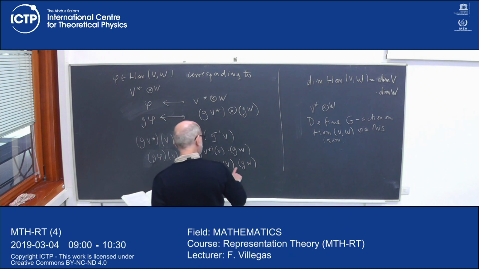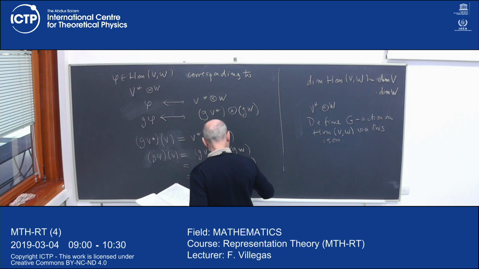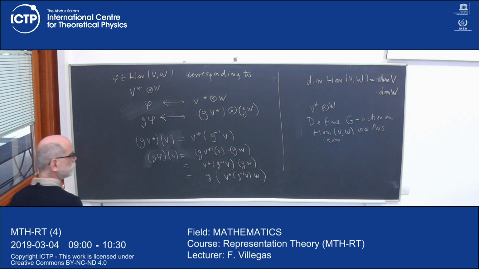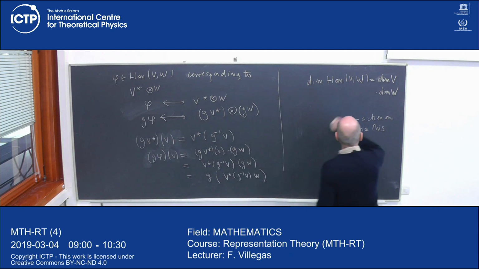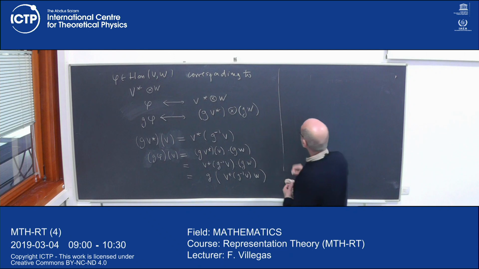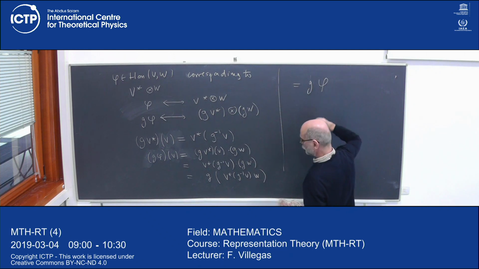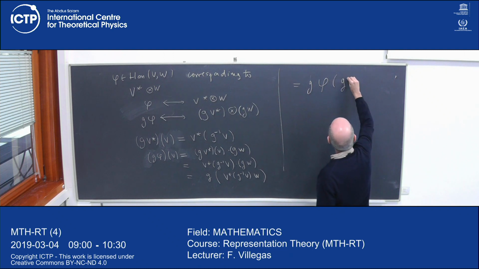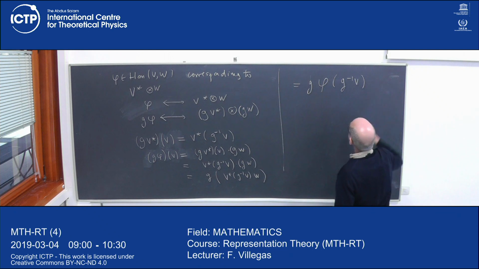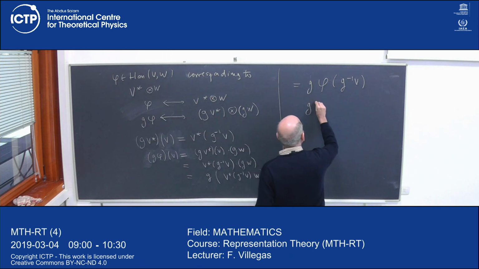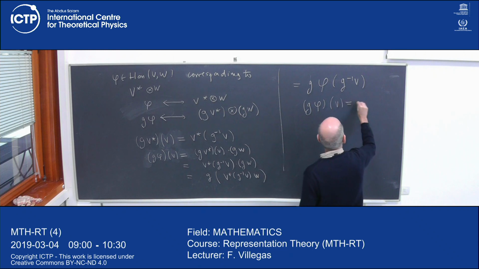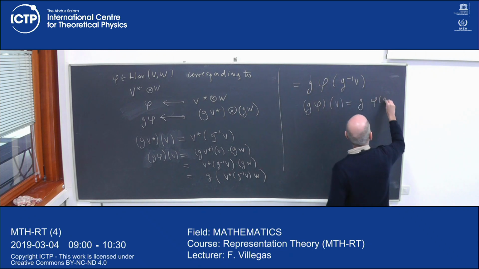Now this thing is a scalar, so I can commute G with it. Now this thing inside is exactly phi evaluated at G inverse of V. So this is G applied to phi at G inverse of V. So the conclusion is that G phi acting on the vector V is G of phi of G inverse of V.